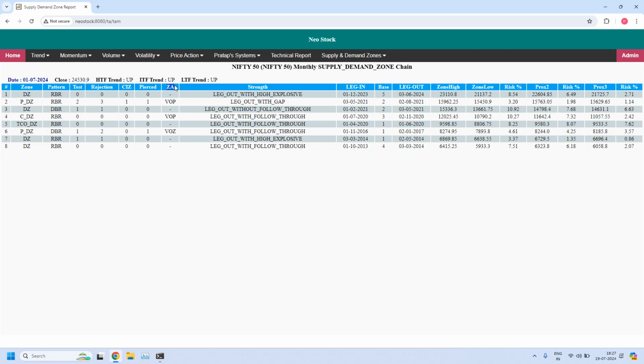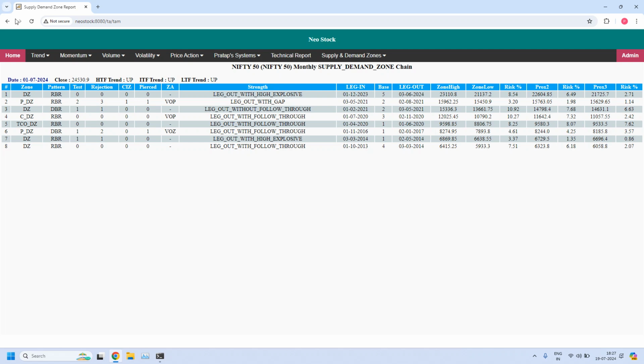This is zone achievement. And if it is already tested, you can refer to the test and rejection columns. Okay. And also most importantly, trend. Whichever time frame you select, that time frame trend is going to be the LTF trend. That means monthly trend is up, and this is one time frame up. This is quarterly trend and this is yearly trend. That way you should understand.